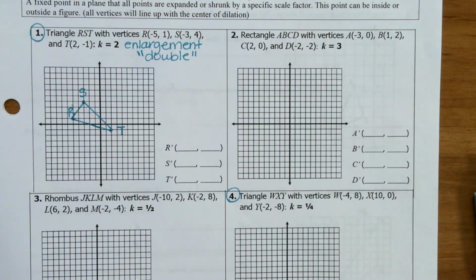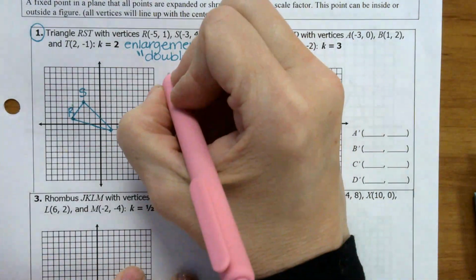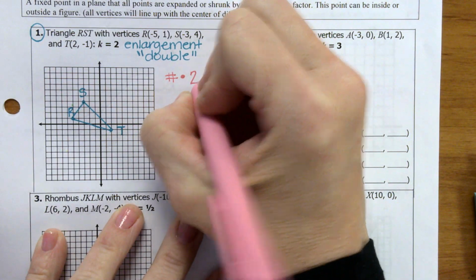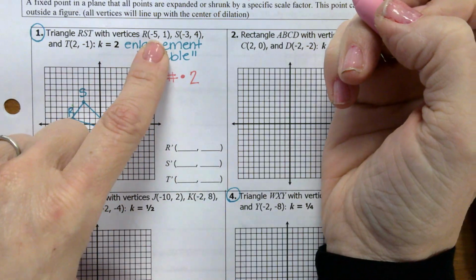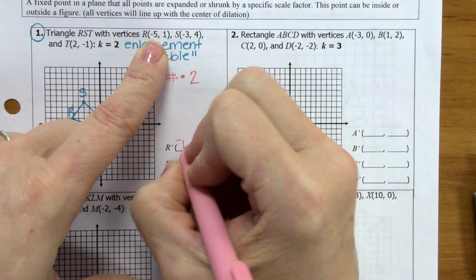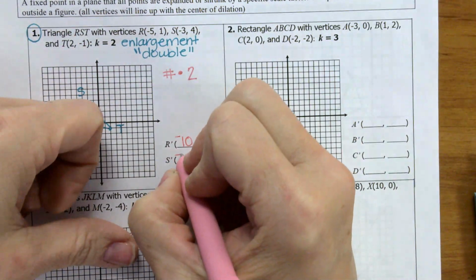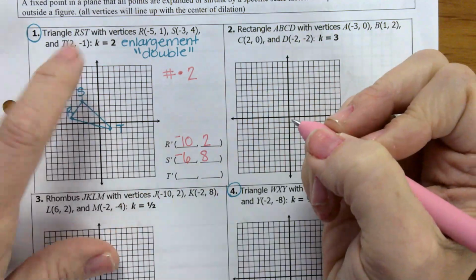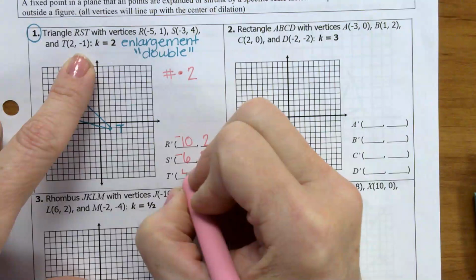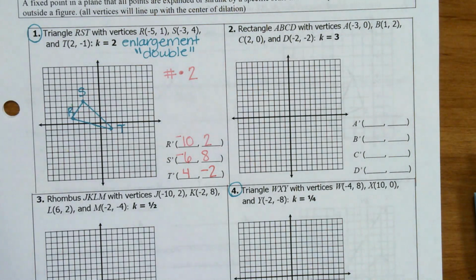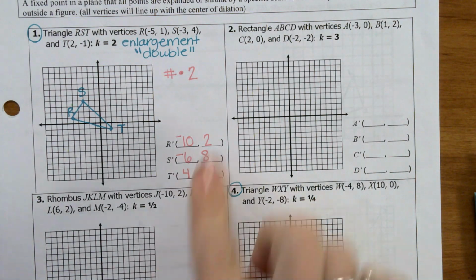Now, our scale factor is 2. Here's the fun part. Every single number that you see, you are going to multiply it by 2. So instead of negative 5 comma 1, I would have negative 10 comma 2. Negative 3, 4 becomes negative 6, 8, and 2, negative 1 becomes 4, negative 2. So those new ordered pairs are my new shape. So these are all bigger.